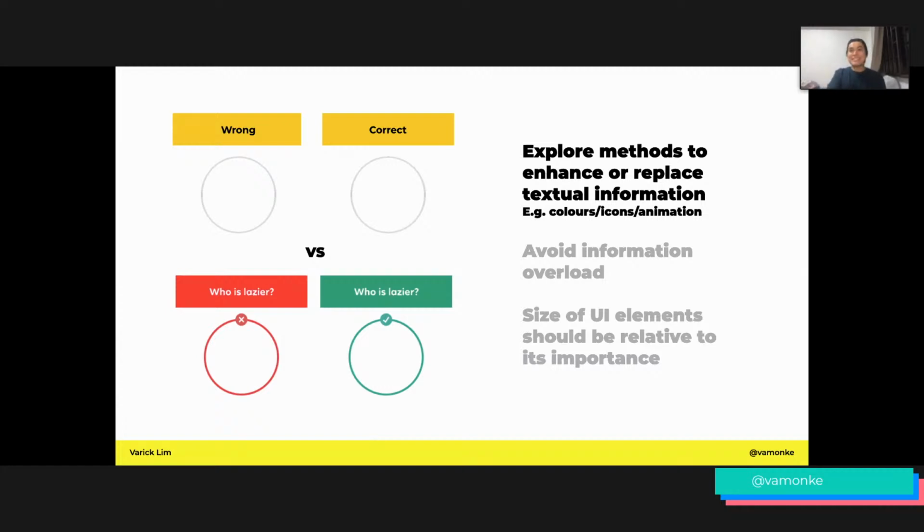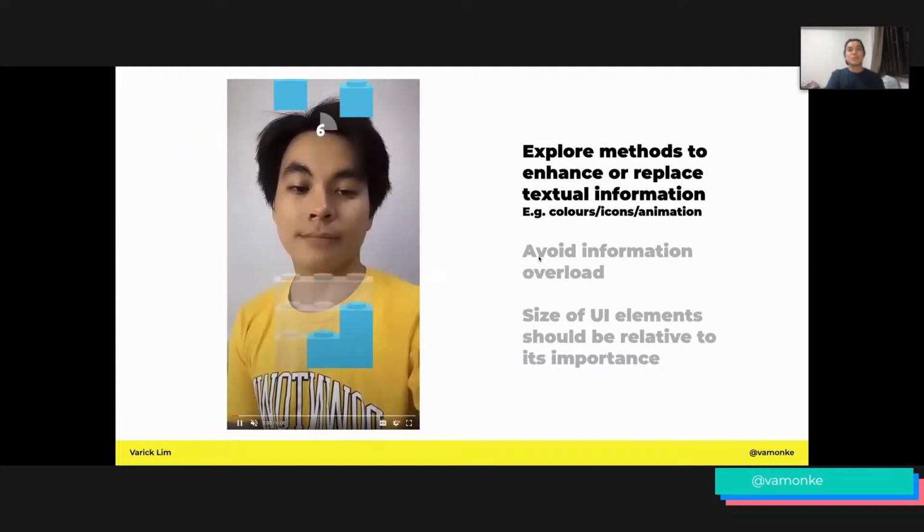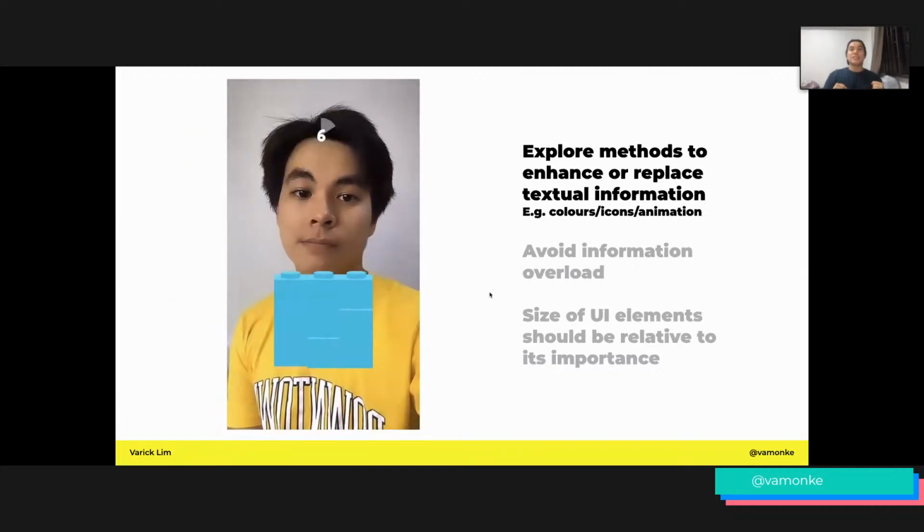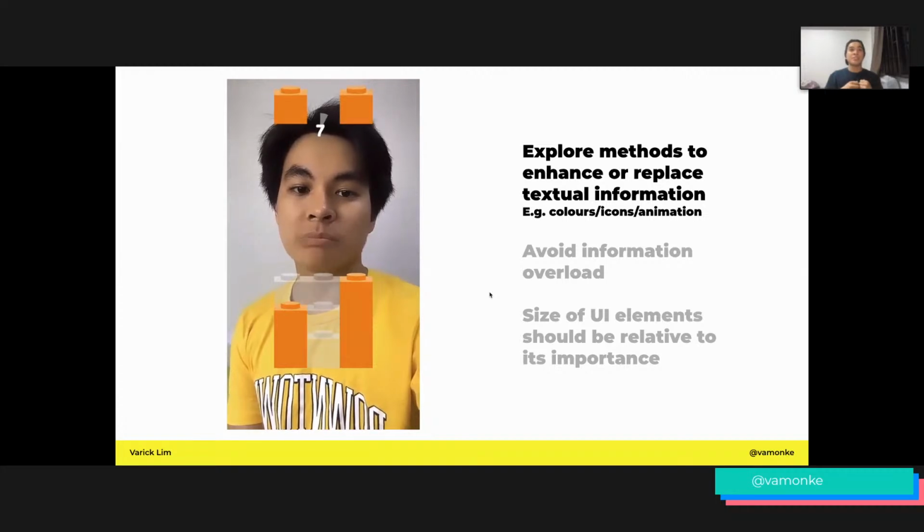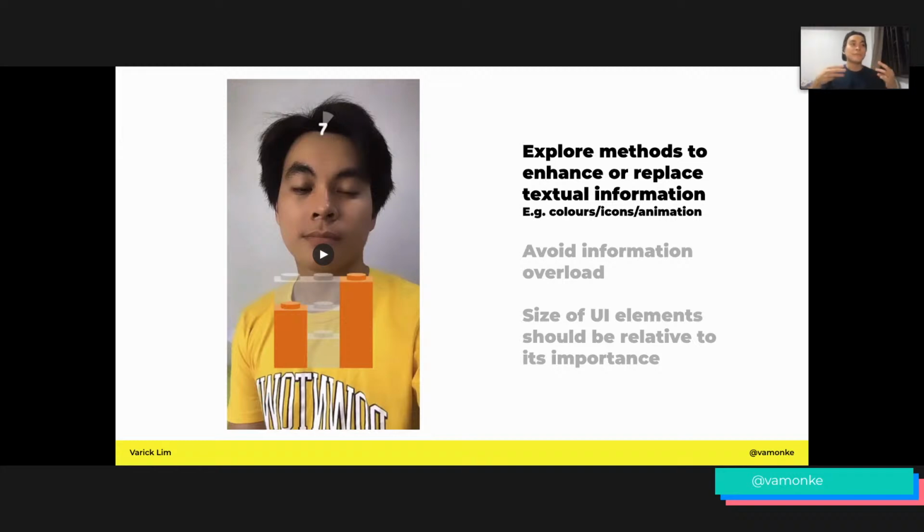So another method I recently tried was to use animation to convey that information. In this example, I'm using the game Blocks. For those who don't know, the aim of Blocks is to fill in the gaps to form a 3 by 3 block. For this game, I have to tell the player whether it's successful or a failure.